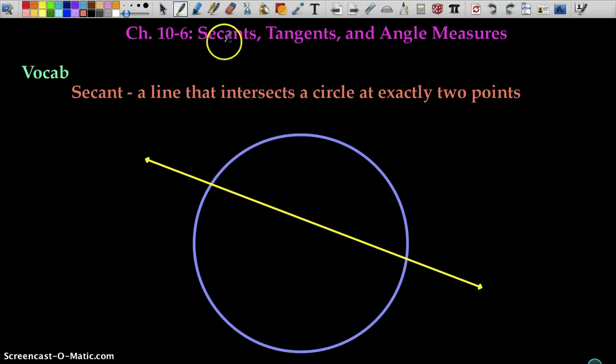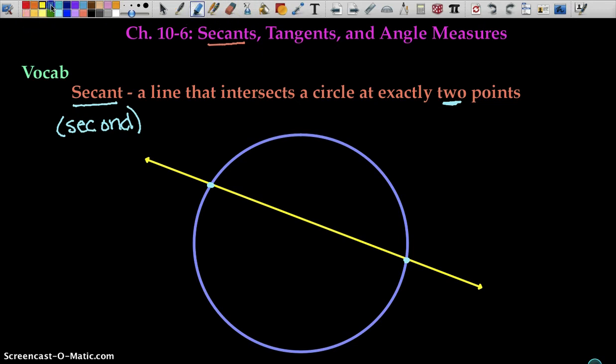Section 6, we have secants, and this word is new. Tangents, which is any line that touches a circle at exactly one point, and then their angle measures. So how do they all work together? Well, a secant is a line that touches a circle at exactly 2 points. And a lot of my students in the past have remembered secant 2 because of the word second, so S-E-C, same as secant. So second and second meaning 2, so they could kind of remember that.